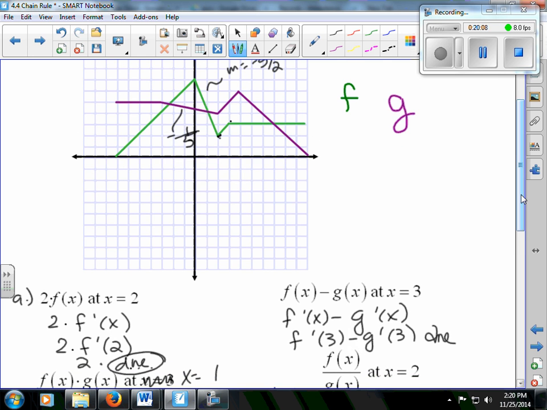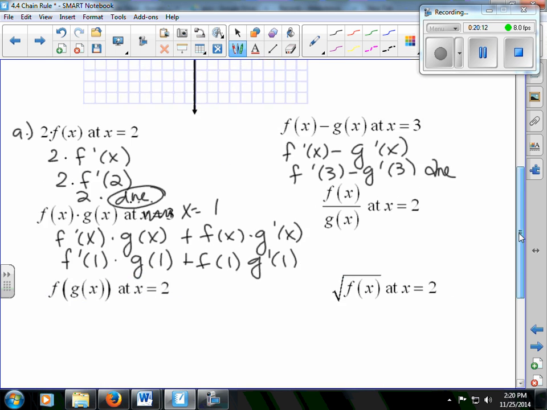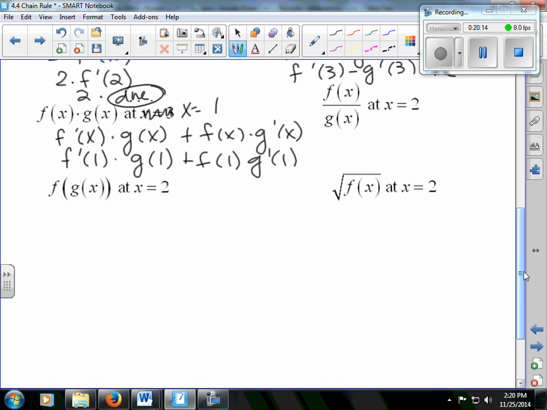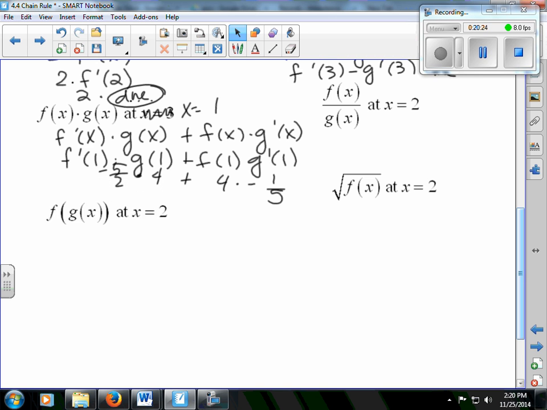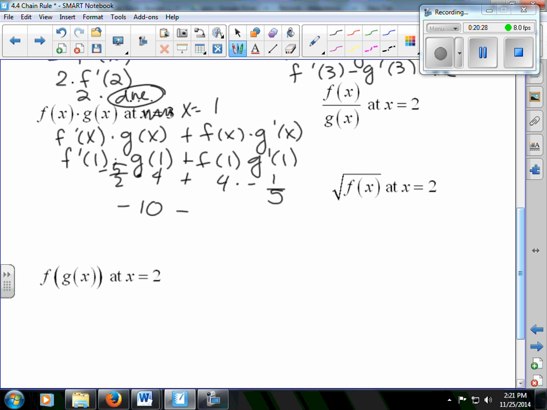And f of 1 and g of 1 are both 4. You can read that right on the graph. So this is going to be 4, 4. This was negative 1/5. This was negative 5/2. And do I connect these? Okay. So that's negative 10 minus 4/5. So it's negative 54/5.